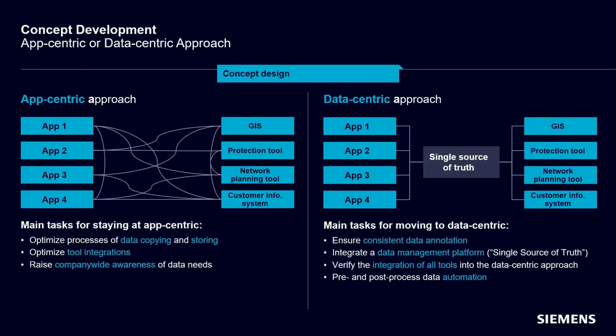If you want to move to a single source of truth data-centric approach, then you have some other challenges. For example, you need to ensure that you have a consistent data annotation in all of your tools and all of your data sources, because in the end, all are linked together. And you need to define or integrate a single source of truth, so one base storage of all your data. This can be an external product, for example, the Siemens tool PSS ODMS, or some other vendor products. And you also then need to verify the integration of all tools into the data-centric approach, to the single source of truth.